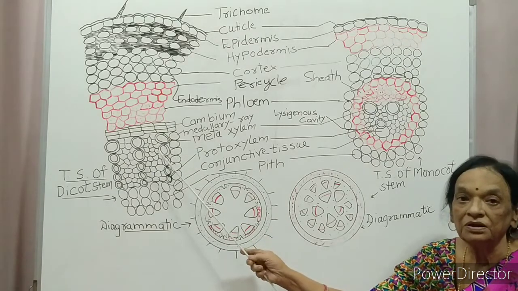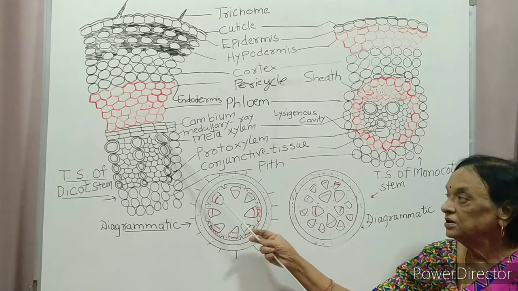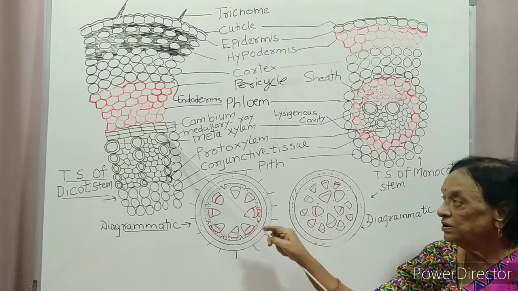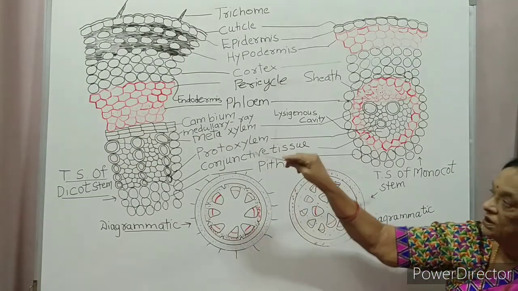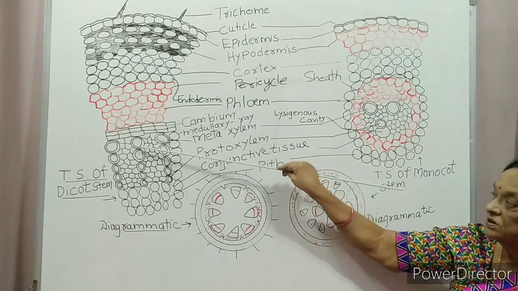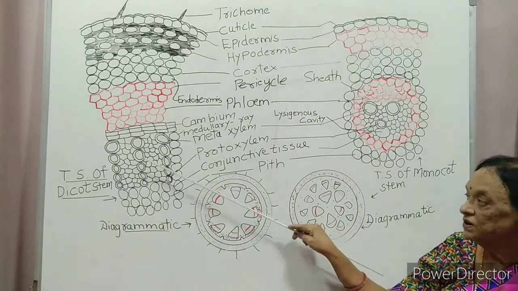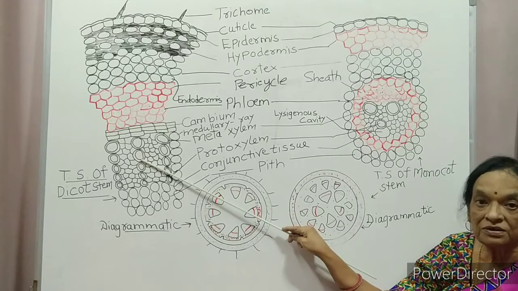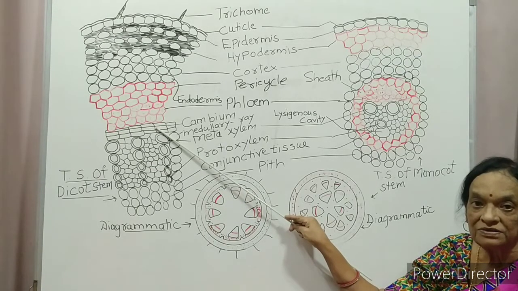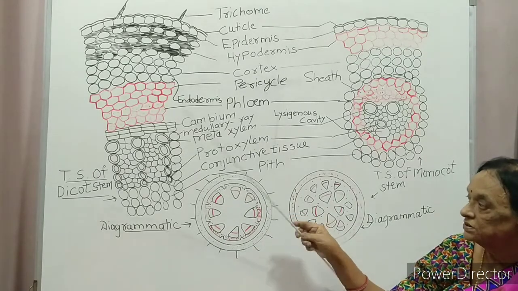Same thing happens on the lower side. Cambium produces more xylem towards the lower side. So primary xylem, the first formed xylem, is pushed towards the pith and its place is occupied by secondary xylem. So first formed xylem is primary xylem, and the secondary xylem is formed afterwards.